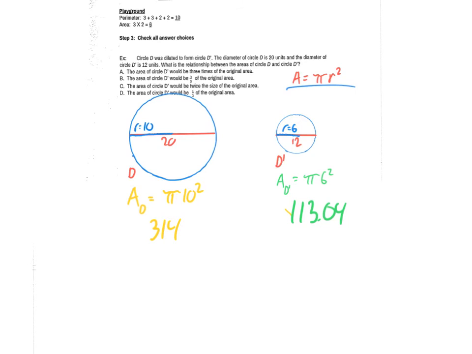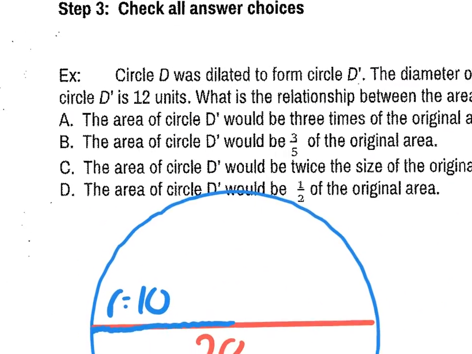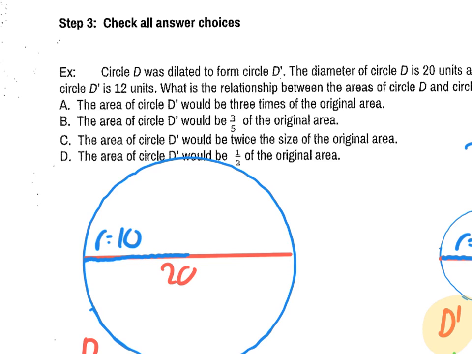So we're going to talk about the answer choices real quick. In order to find the relationship between the two, you've got to do new, which is D prime, divided by old. So we divide the two areas: 113.04 divided by 314 comes out to 0.36. That's the relationship between the two. If you want to get fancy with it, it's the fraction 9/25.